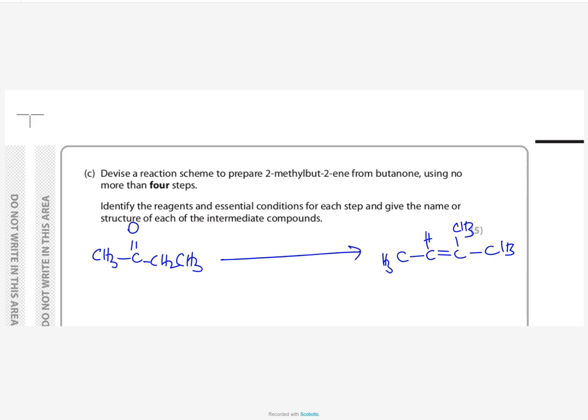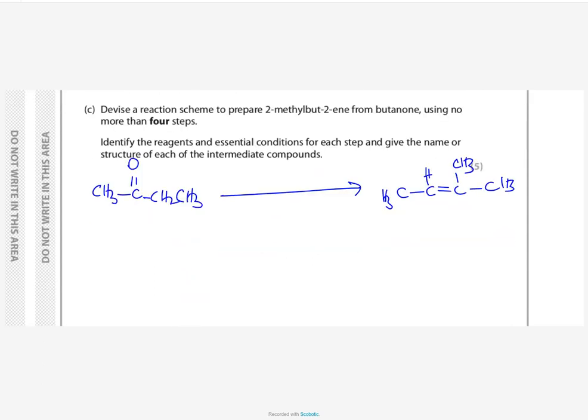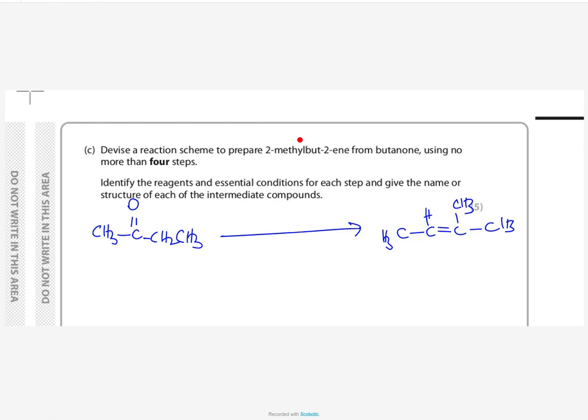Right. What can we do? There are so many methods to do this. What do you think? What is the first step? Can we just eliminate H and OH? That gives 2-methyl-butene. This is correct. Yes.